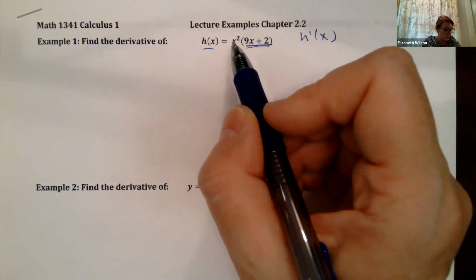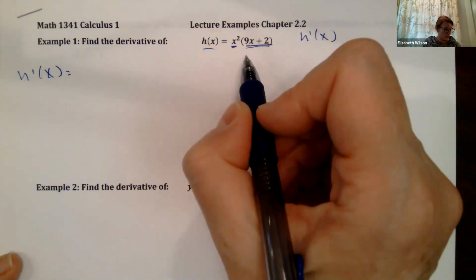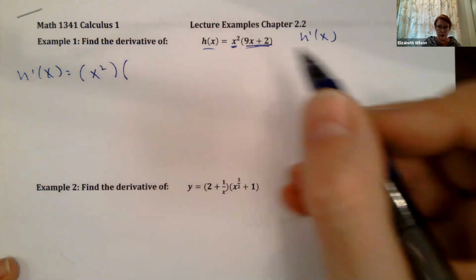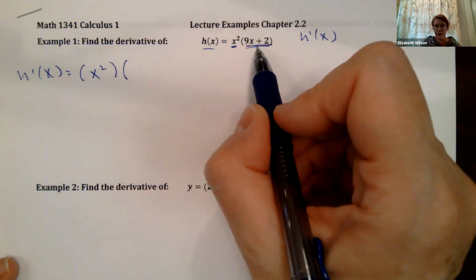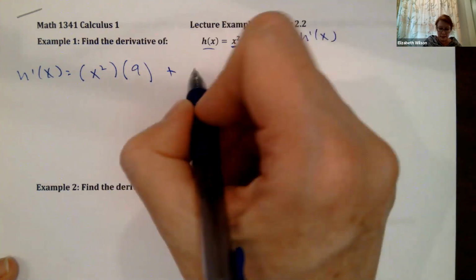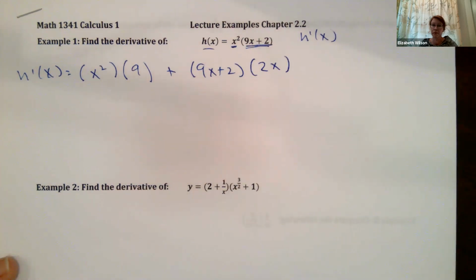So if you think about h prime of x, what I'm going to do is say the first function, x squared, times the derivative of the second, 9x plus 2. I take that derivative, I just get 9. Plus the second, 9x plus 2, times the derivative of the first. And then that's it, right? I'm going to clean it up.